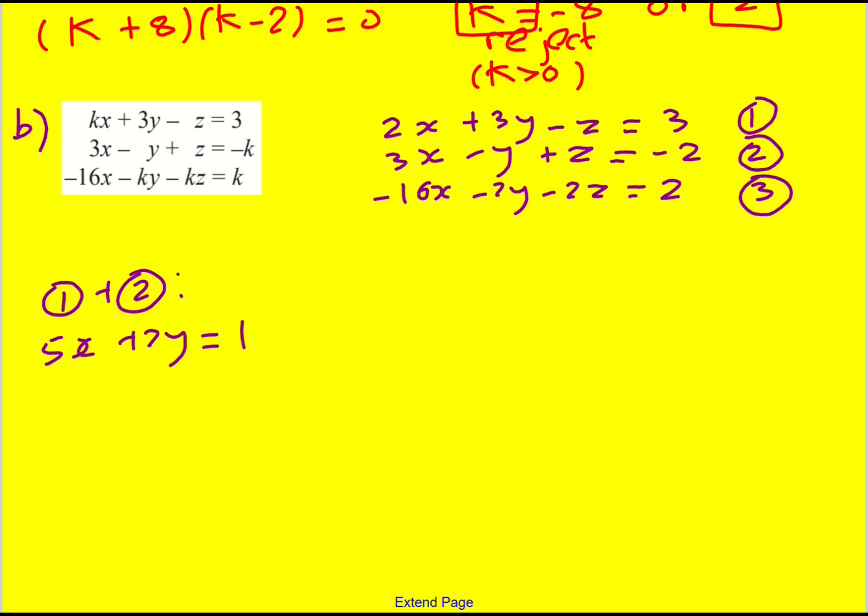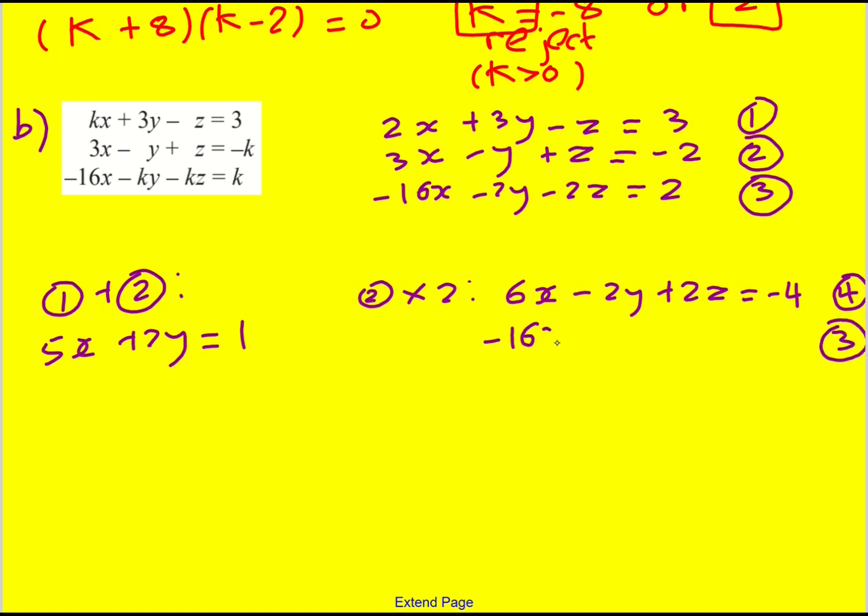Then I need to combine another two. I'm going to go with the second and the third. I'm going to times the second one by 3. Sorry, not by 3, by 2. So that'll give me 6x minus 2y plus 2z equals minus 4. Let me call this equation 4. And don't forget, we've also got number 3, which I'm just going to write below. That's why I times through by 2, because now I've got the z coefficients the same, just with opposite signs.